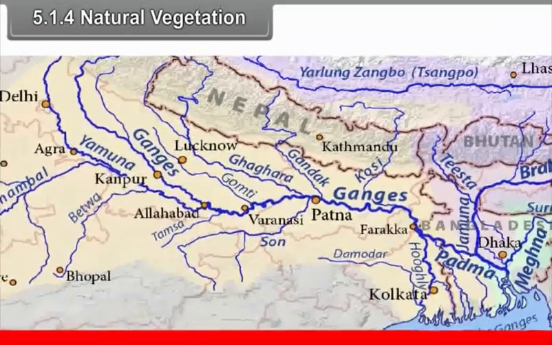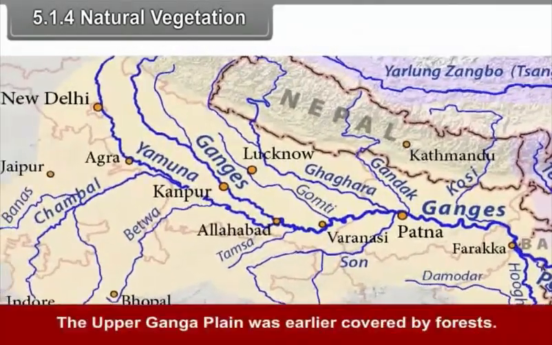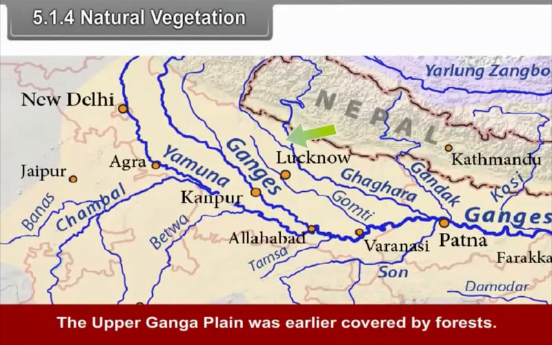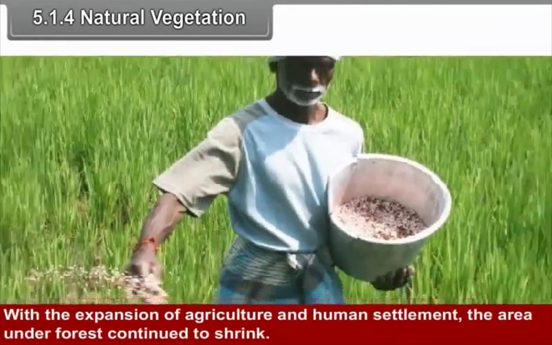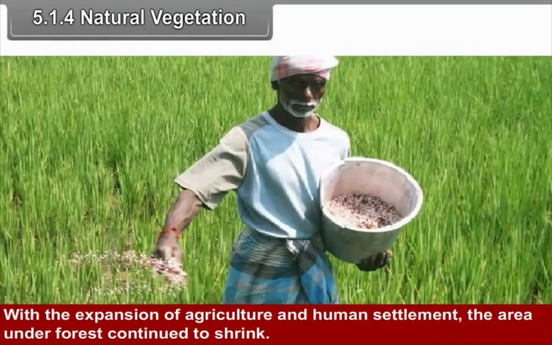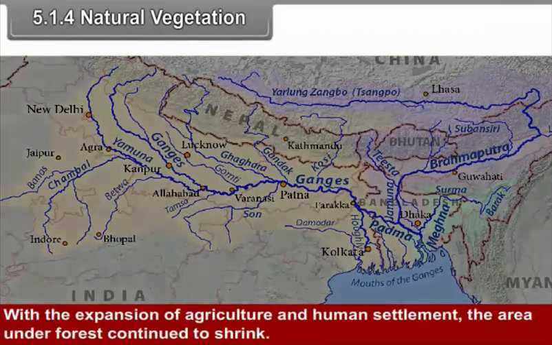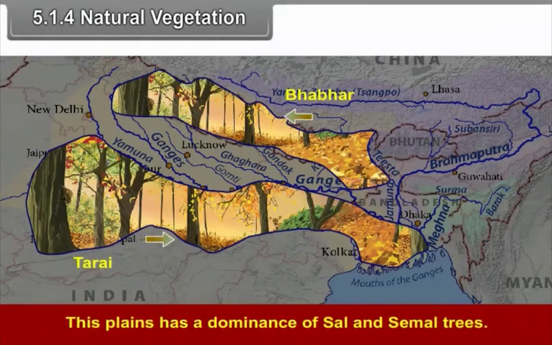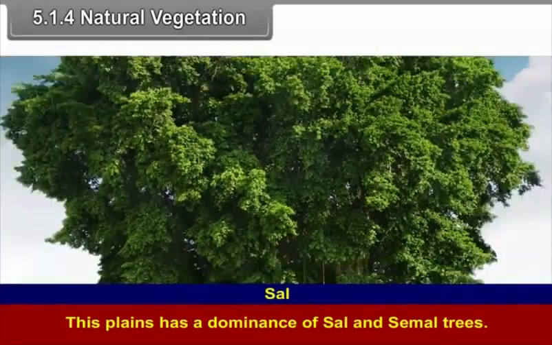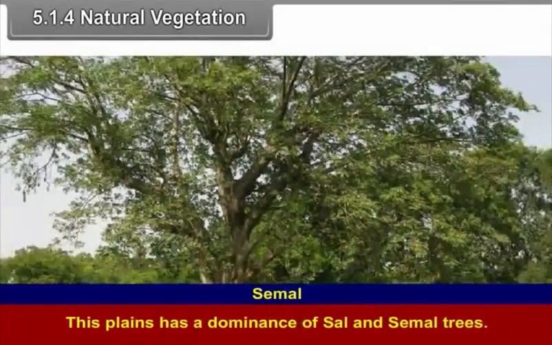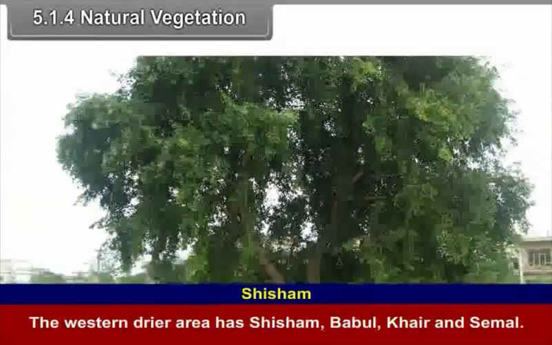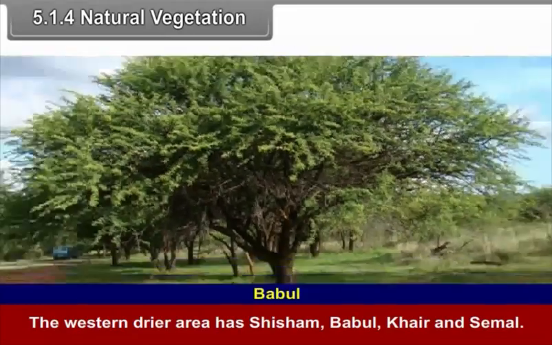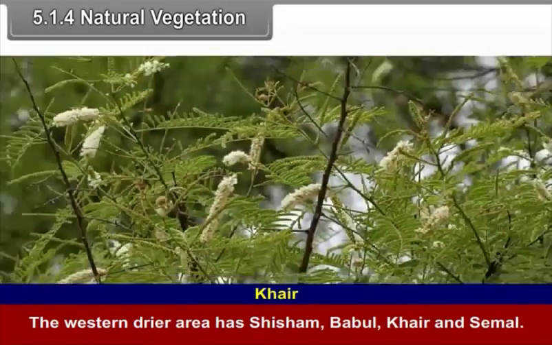5.1.4 Natural vegetation. The Upper Ganga plain was earlier covered by forest. With the expansion of agriculture and human settlement, the area under forest continued to shrink. Bhabar and Tarai tracts have more area under forest than the plains. This plain has a dominance of sal and simal trees. The western Rayar area has shisham, babul, kher and simal.